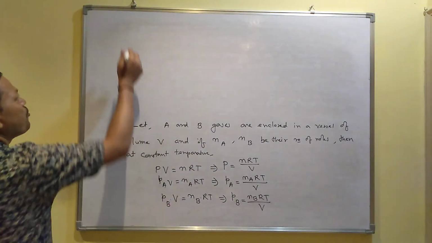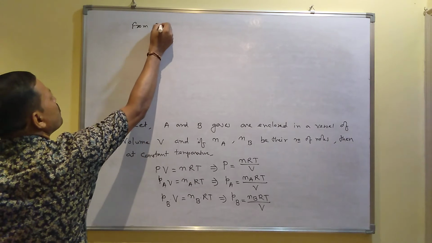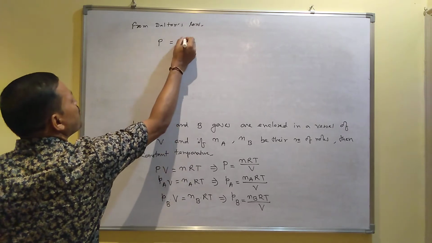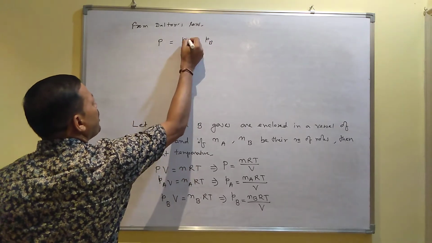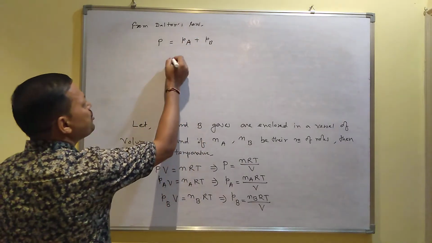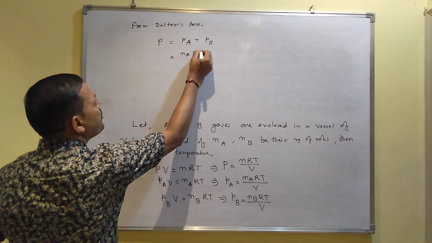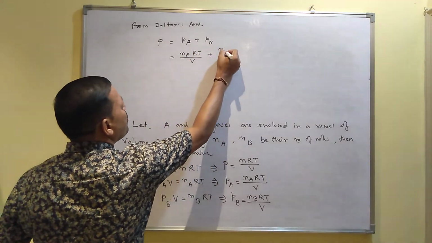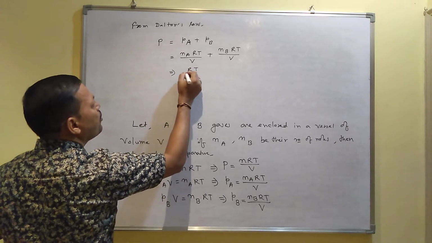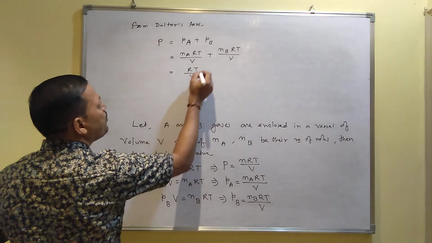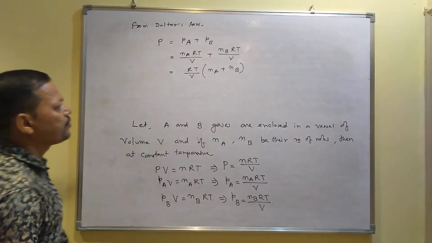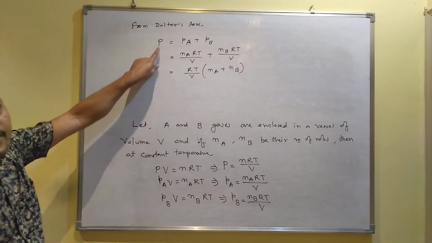Now, as you know, from Dalton's law, you have got P is equal to PA plus PB. I mean, the total pressure is equal to the summation of the partial pressures. So PA means you have got nA RT by V, PB means you have got nB RT by V. So if you take RT by V common, then you can write nA plus nB. So this is about the total pressure.